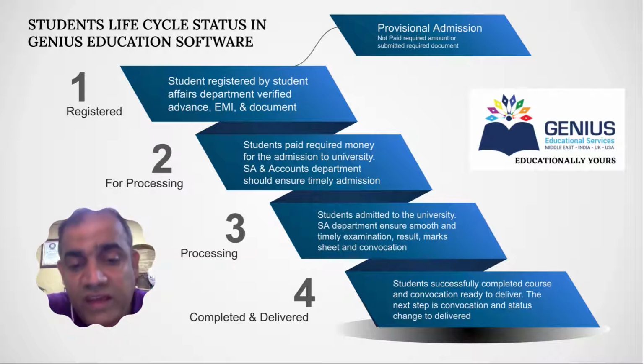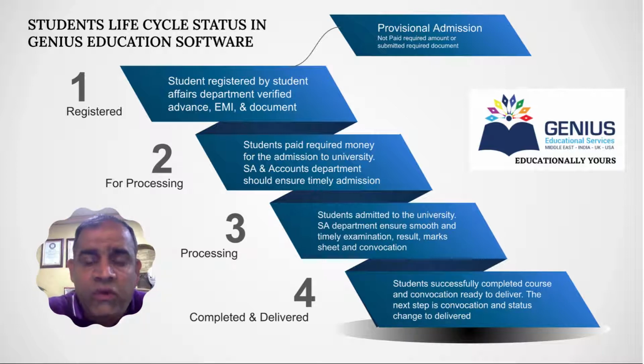Processing is the next status. Once we have admitted the student, Student Affairs will change the status from For Processing to Processing. The Processing stage is where the student is admitted into the university. They will be doing all the examinations perfectly. Once the examination is done, they will get the result. Student Affairs does the proper follow-up for them, ensuring all the data is correct, the result comes properly, and the transcript as well as the convocation come on time. So every month, in this Processing stage, we need to ensure that it is happening on time.